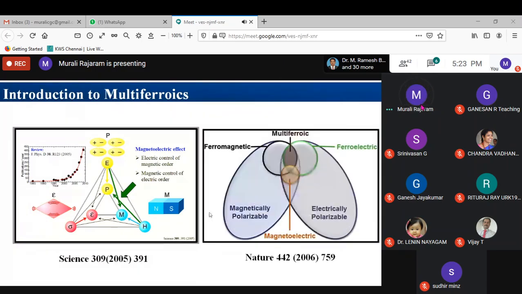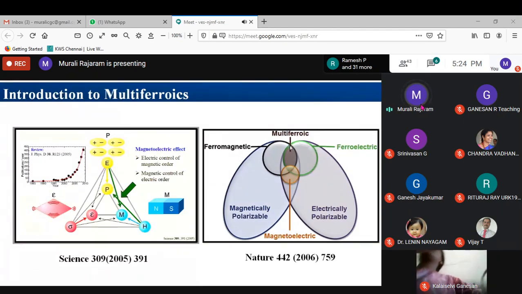Almost the same thing has been explained in this cartoon, the Venn diagram. This is called magnetically polarizable materials, of which ferromagnetic materials are a class. You can have antiferromagnetic or paramagnetic in this region, or ferrimagnetic. Similarly, there is the electrically polarizable circle, of which ferroelectric is a part. In ferromagnetic and ferroelectric materials, you can switch the polarization by applying the conjugate field, and other materials like paramagnetic or ferrimagnetic can't do that. That's the main difference between a paramagnet and a ferromagnet, and similarly between paraelectric and ferroelectric.